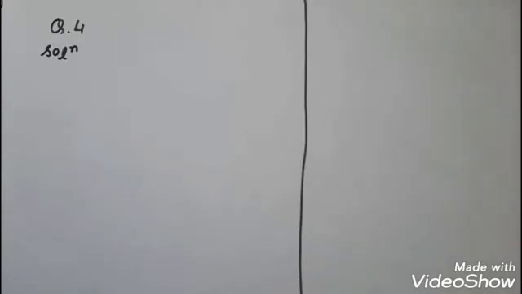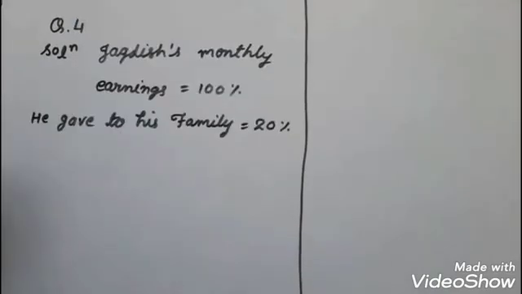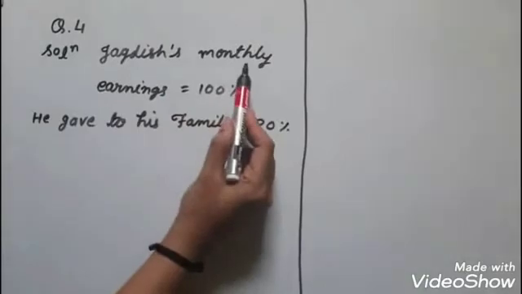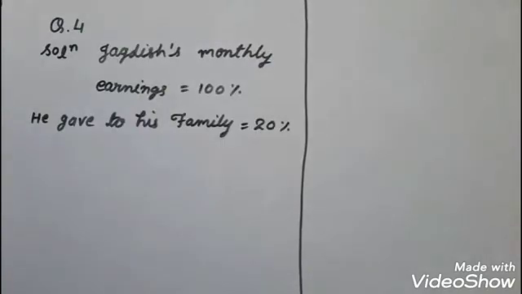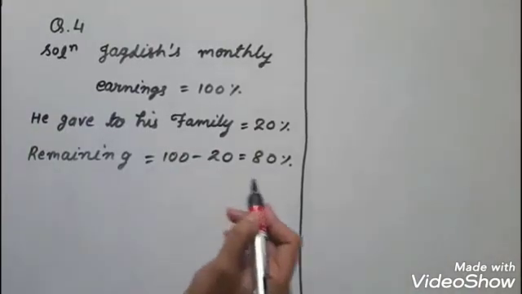So first of all, we assume his monthly earning as 100%, because we have the part he gave to his parents and he spent on household expenses in percentage, so we are assuming his salary as 100%. So Jagdish's monthly earning is 100%, he gave to his family 20%. So what part of the earnings is remaining? The remaining percent is 80%.